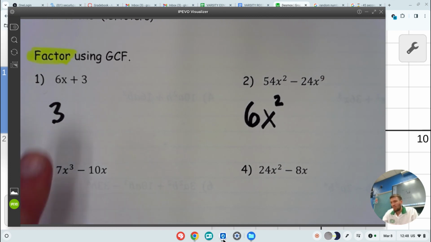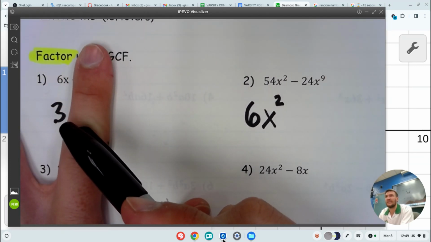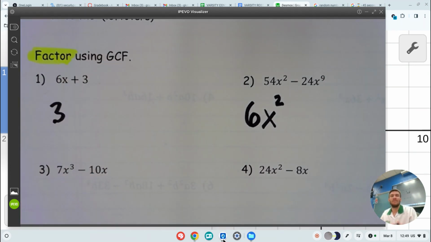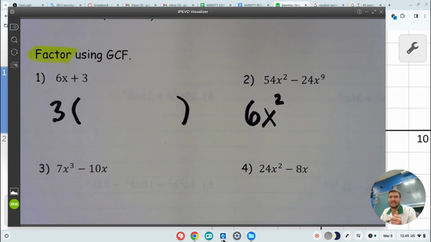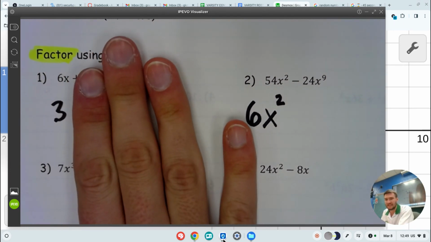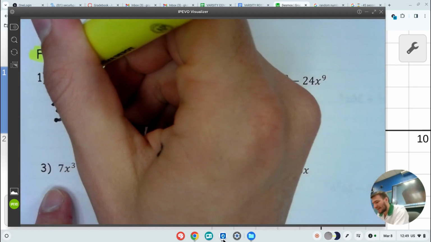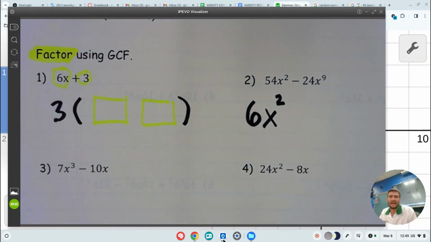Okay, so we started off with a 6x, and we decided that we could donate a 3. Well, once we give away that 3, what's left? So the way that we write this is we follow up the GCF with some parentheses, and because we have kind of like 2 kids at the start of the question, we need to have room for both kids at the start of this question. And from here, we're going to use dividing.